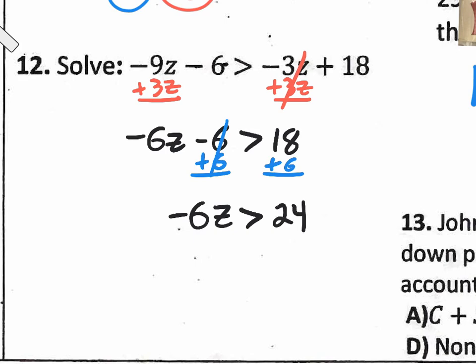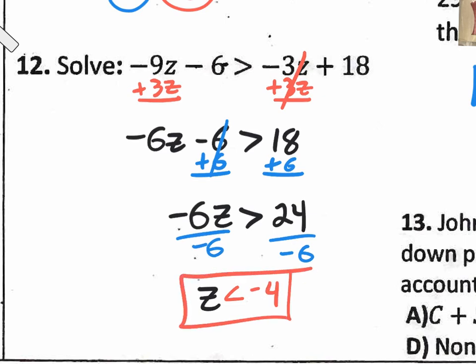Final step will be to divide by negative 6, divide by negative 6. And when you do divide an inequality by a negative, you have to change the inequality symbol. And we do end up with a negative 4. So there's your answer. z is less than negative 4.